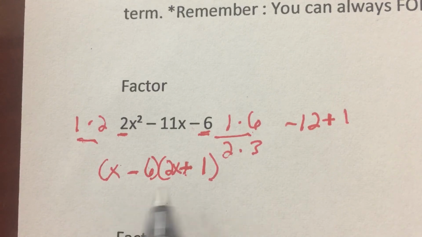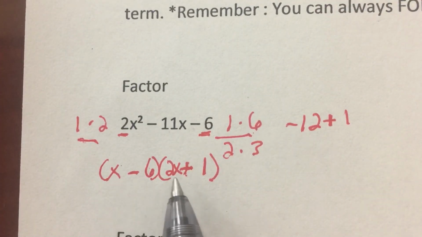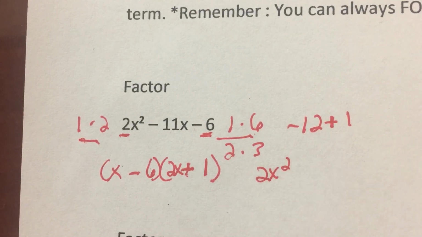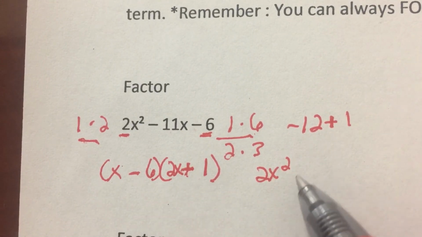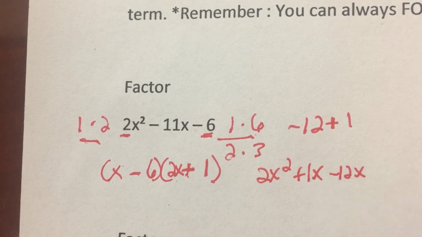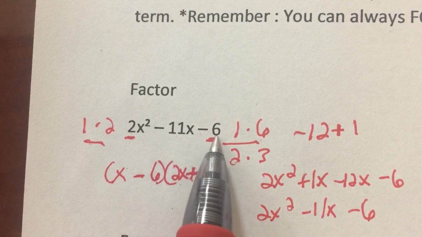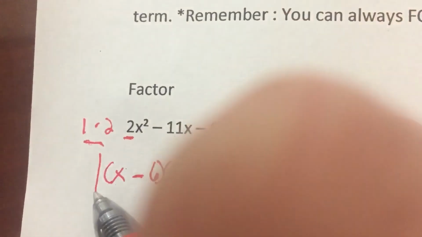When you're done with this, you can always check and see if your answer is right by taking it off to the side and multiplying, right? If we were to actually go back through the multiplying process, x times 2x is 2x squared. X times positive 1 is positive 1x. Negative 6 times 2x is negative 12x. And negative 6 times positive 1 is negative 6. The two like terms in the middle, if you combine them, would give you negative 11x. Notice that we end up with the same trinomial after multiplying our answer as we had at the beginning. That lets me know I factored this correctly.